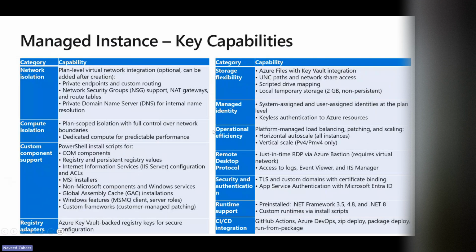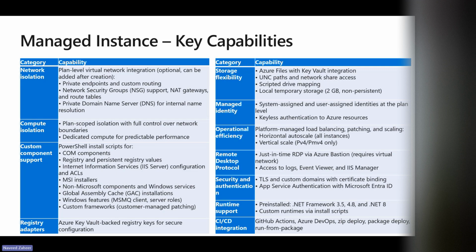First thing, these are the high level capabilities. You can have storage flexibility. The interesting part is if you have a VM in the same VNet and you can access it through a UNC path, that is also supported. So UNC paths of network shares are supported. You already saw registry adapters, custom install, and remote desktop.